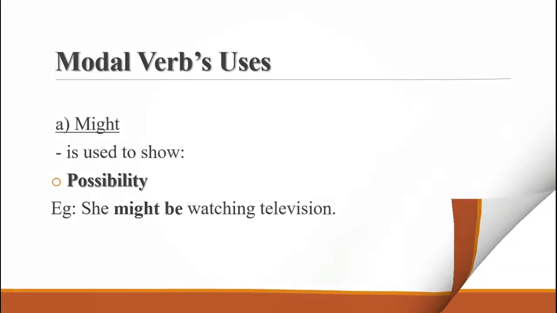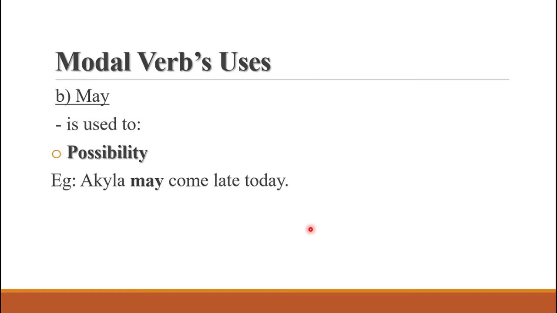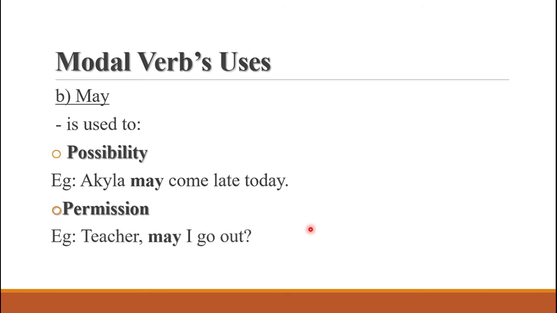Okay, so now let's go to see may. May is used to show a possibility. For example, Akila may come late today. It's a possibility. We can use may also to show a possibility. We use it also for permissions. For example, teacher, may I go out? Usamos também para pedir permissão, não é? Teacher, may I go out? It's a permission. We are asking for permission. Okay.